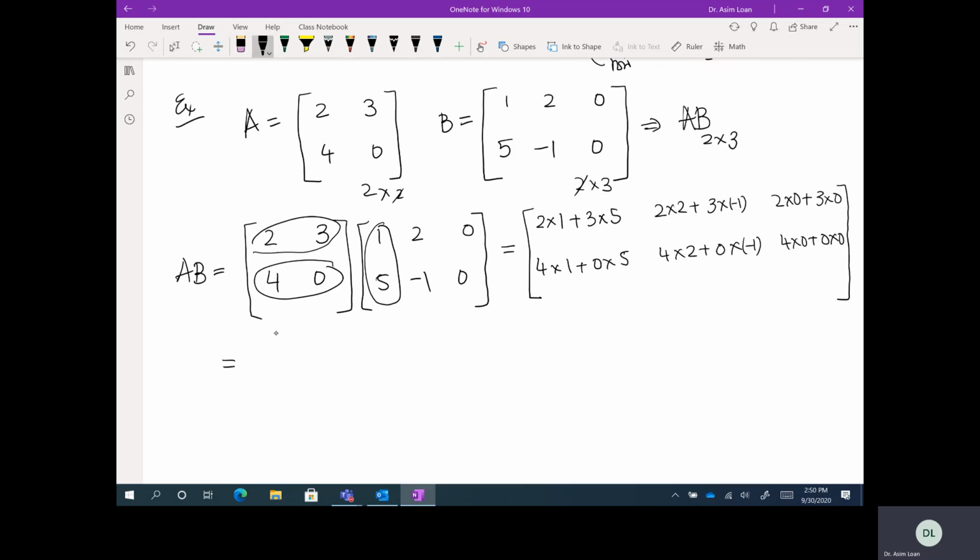Let's see what this is equal to. This is simply 2 plus 15, which is 17. 4 minus 3 is 1. 0 plus 0 is 0. 4 plus 0 is 4. 8 plus 0 is 8. 0 plus 0 is 0.